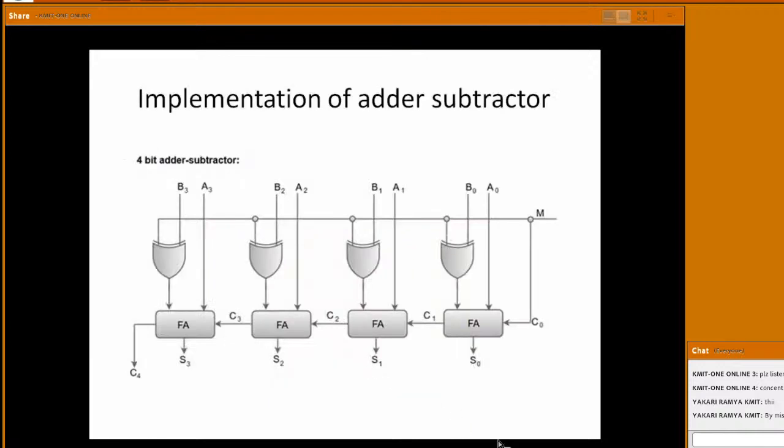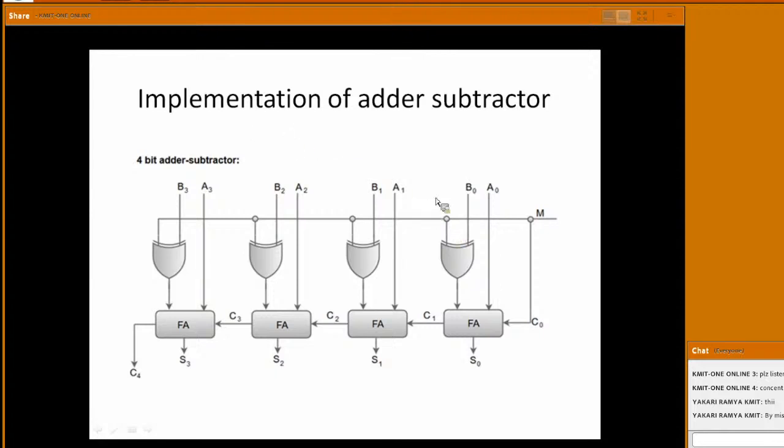Now see here. We are using this logic circuit to perform both addition as well as subtraction. When you are using only the full adders, you can only perform the addition operation.